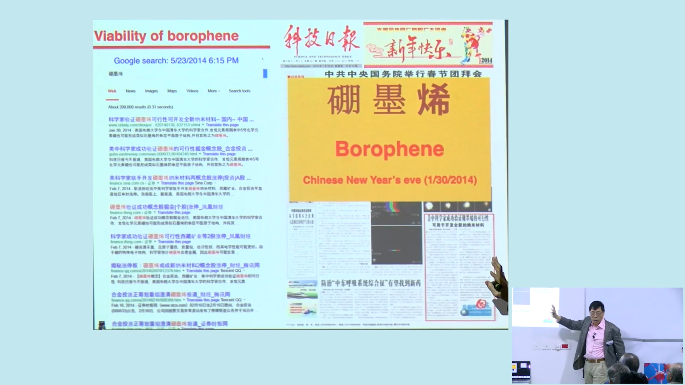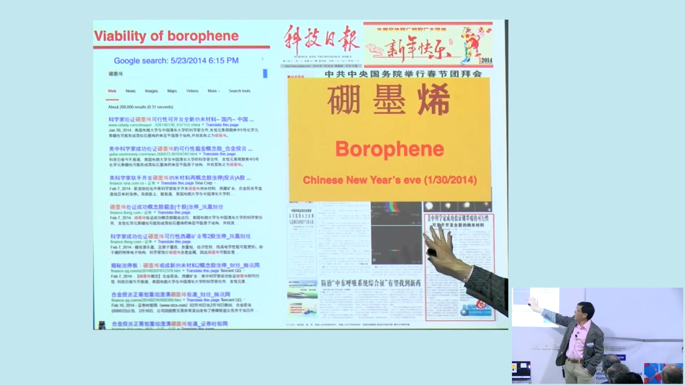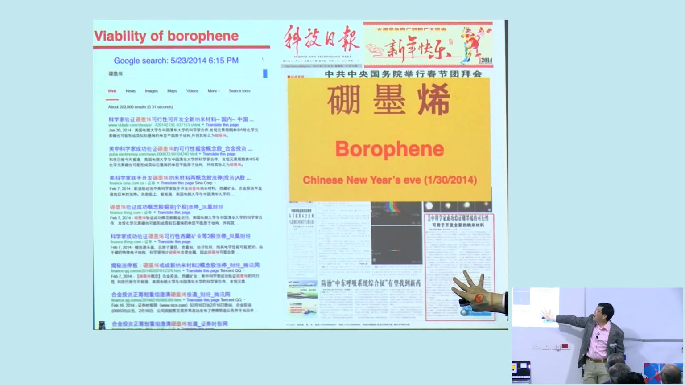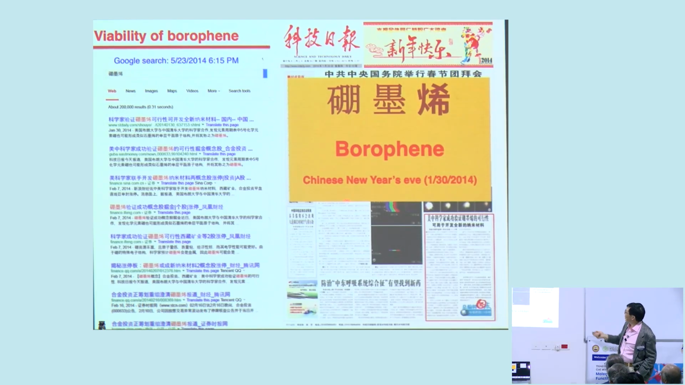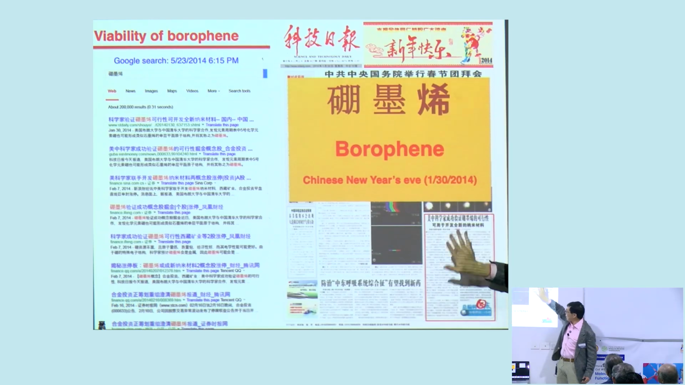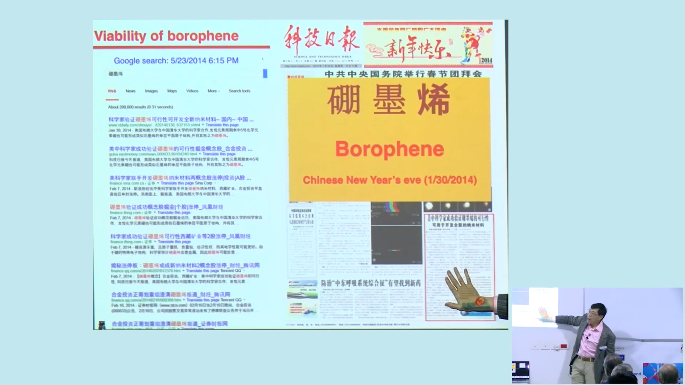So when this paper was accepted, this is actually the end of 2013. It's right before the Chinese New Year. So we got quite a bit of press, and you can't read Chinese here. That's the Chinese translation of borophene. So we actually made it to the front page of the Science and Technology Daily, a Chinese newspaper. Actually, I blocked this out, but what's behind here is the top Chinese leader, Xi Jinping, and they were celebrating Chinese New Year behind here. But this is our article, okay?